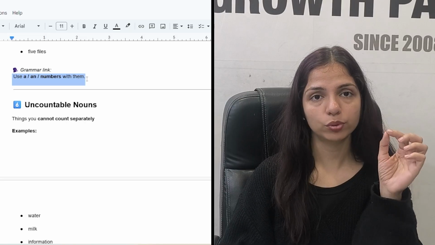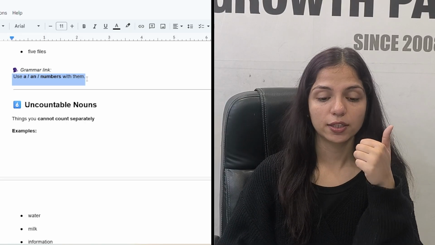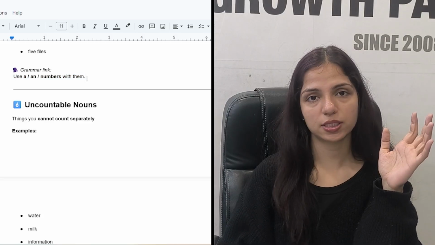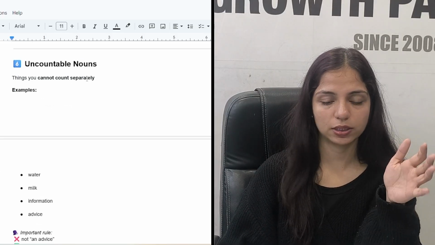However, a and an both refer to a single thing. Okay. If there is more than one of a particular thing, you can use the numbers directly, 2, 3, 4, 5, just like we did now.